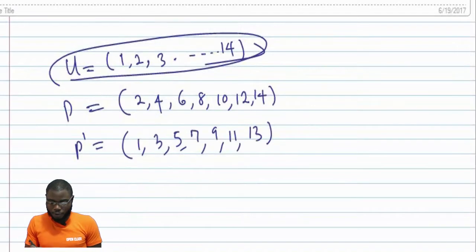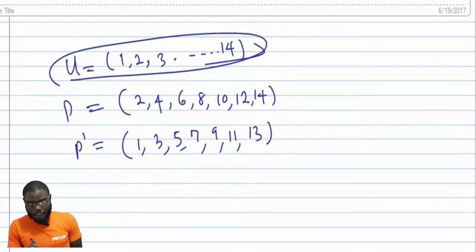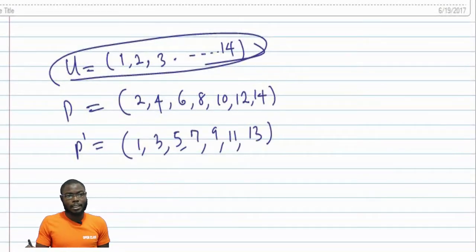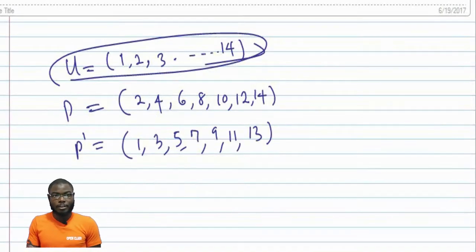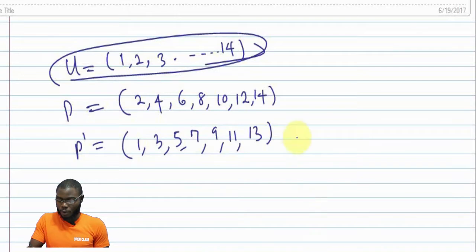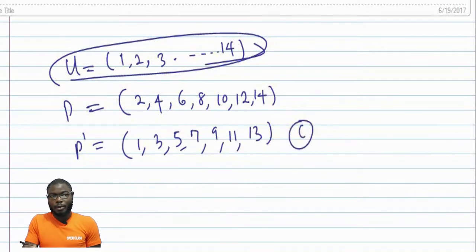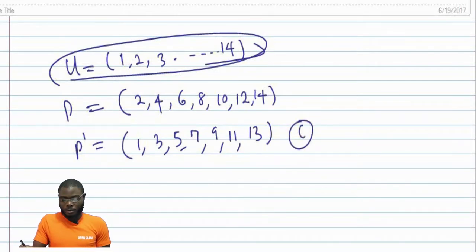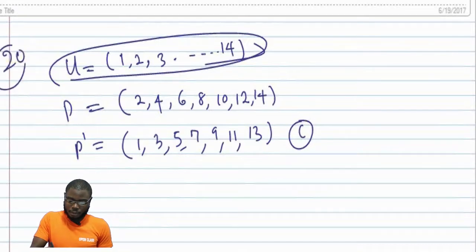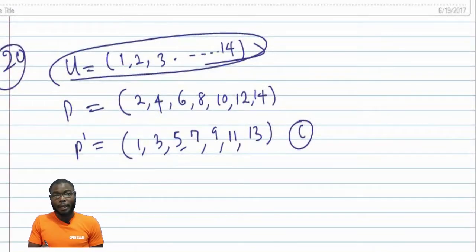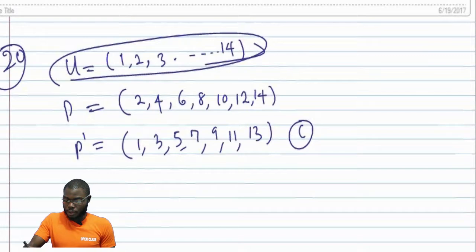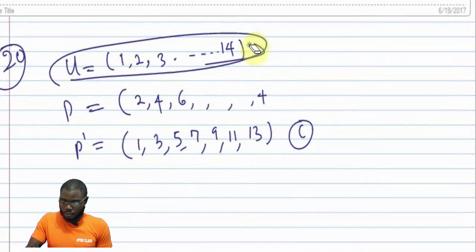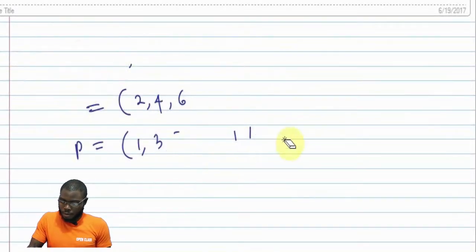Okay, so we have 1, 3, 5, 7, 9, 11, and what? And 13. So if you look at it, you have your 1, 3, 5, 7, 9, 11, and 13. So your C is the option because others are wrong. So that's question number 20. Okay. Now question number 21.